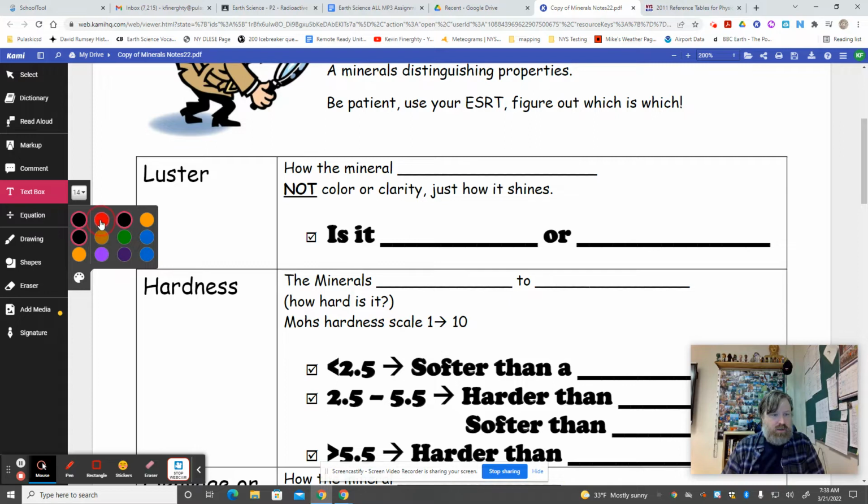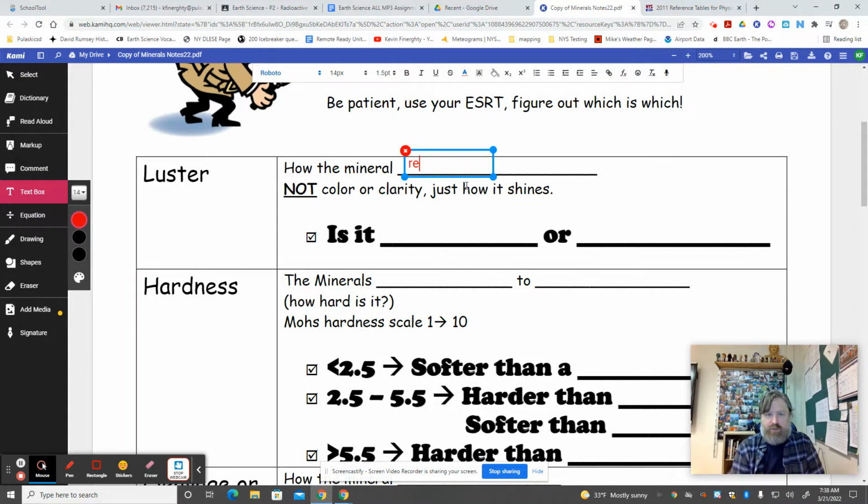Luster is how the mineral reflects light. So you'll grab it and kind of twist it in your hand underneath the light bulbs and look and see how it shines that light. We're not talking color here. We're not talking clarity. Like clear is not a luster. This one's slightly transparent and see-through, right? But that doesn't have anything to do with luster. All a luster is how does it reflect light if I move it around underneath the lamps?